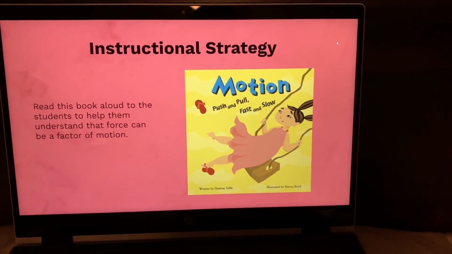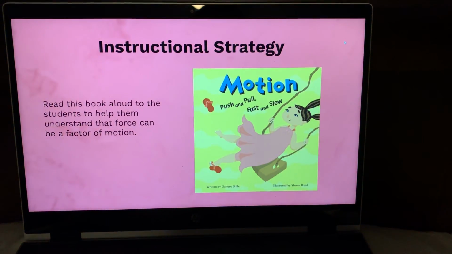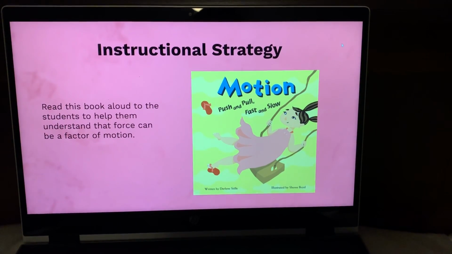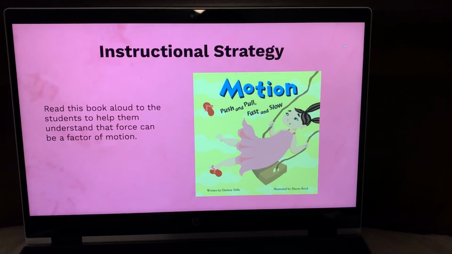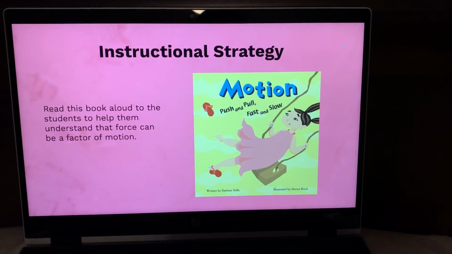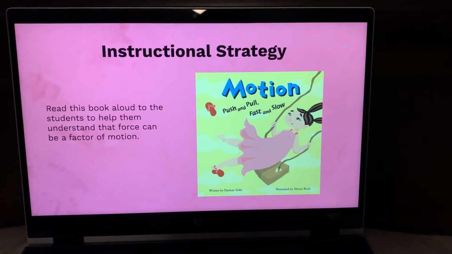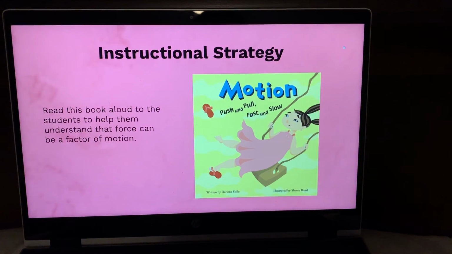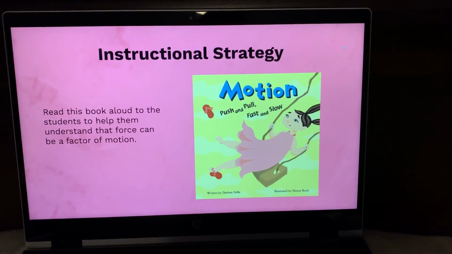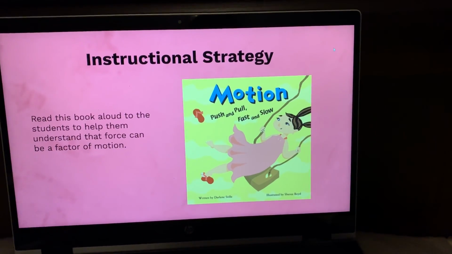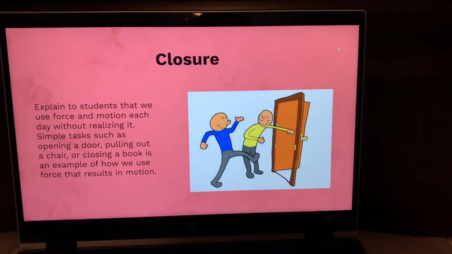The instructional strategy, this was a book that I found. It's called Motion, which is push or pull, fast and slow. This is a good book to incorporate into it because it actually shows force by the push and pull, but also how much they push or pull can determine how fast or slow something goes. So that would be a good book to incorporate into this lesson.